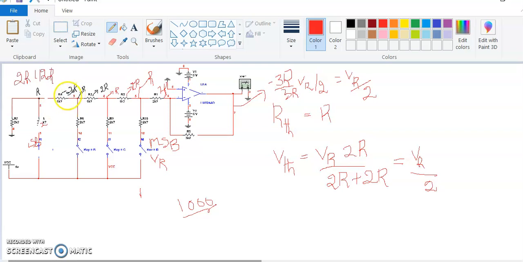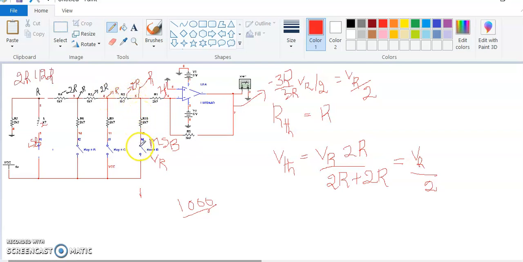Next, this 2R resistance and this 2R resistance are both in parallel. So the equivalent resistance value will be R, because it is connected to 0. It is also connected to 0. Now these two are in parallel. This is 2R and this is also 2R. If you simplify this expression, we get the equivalent resistance R. This R and this R are in series, so R plus R is 2R.